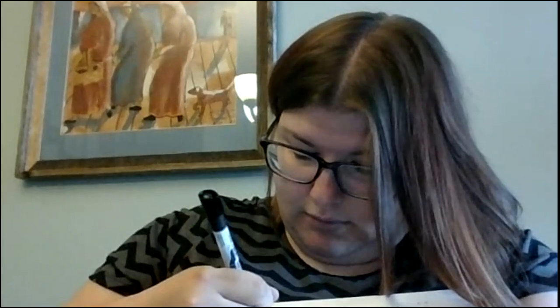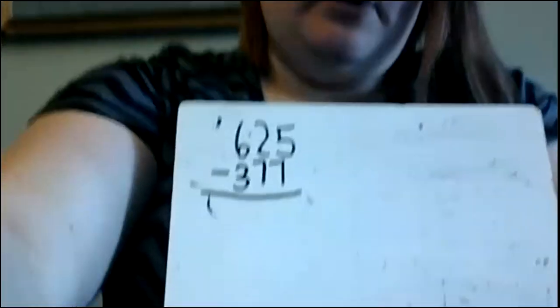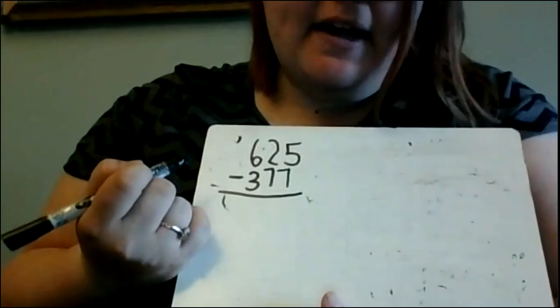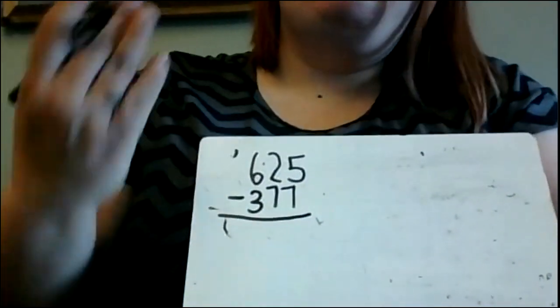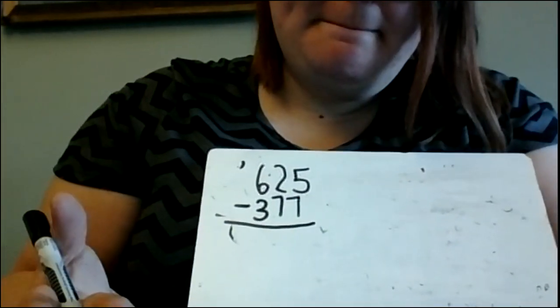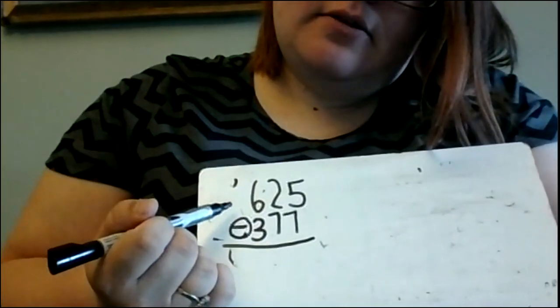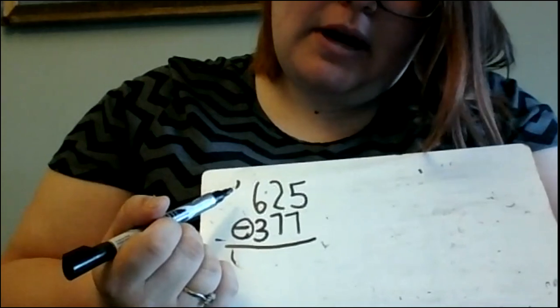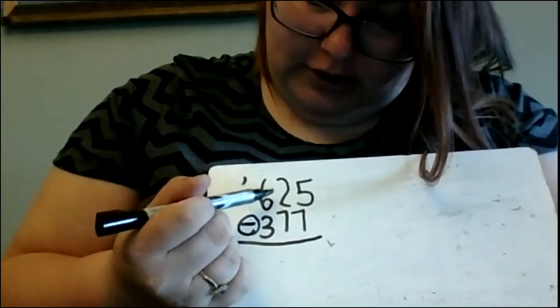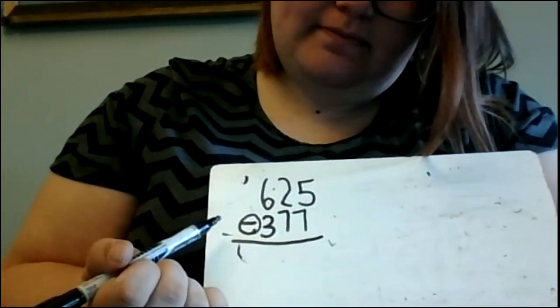So I have 625 minus 377 equals, oh, you can't see. And I can't forget to circle, right, my sign. Where do I have to start in this problem? The hundreds, the tens, or the ones?